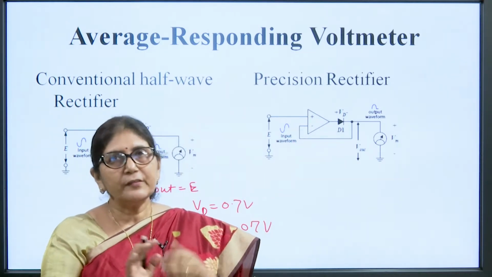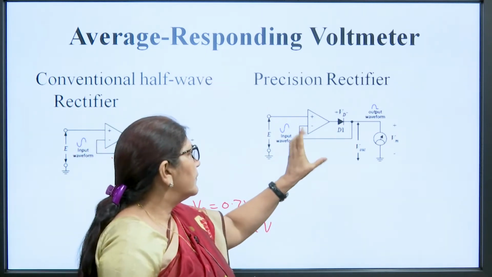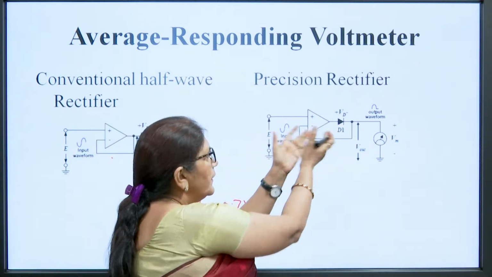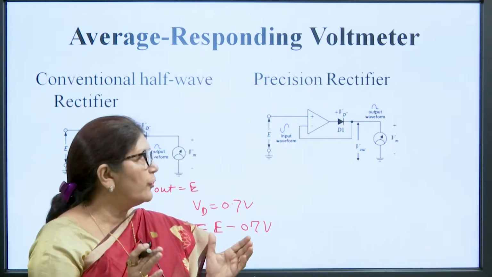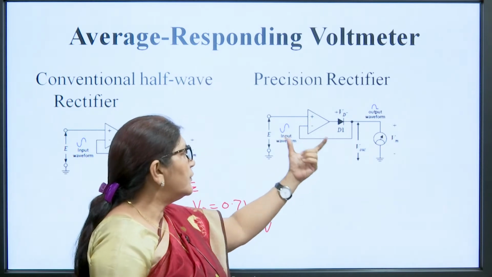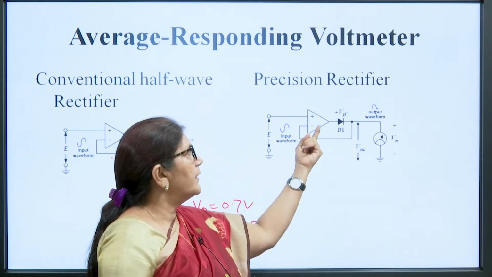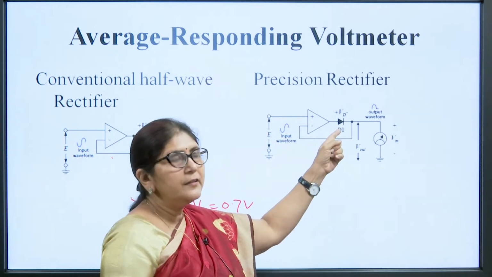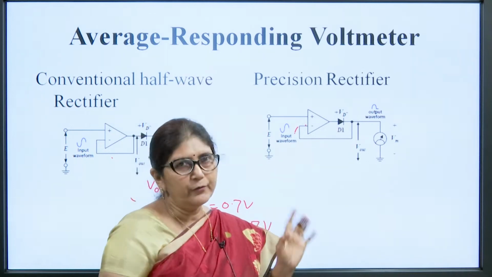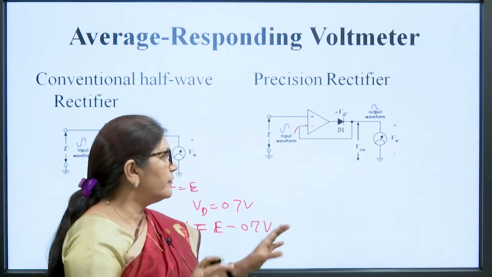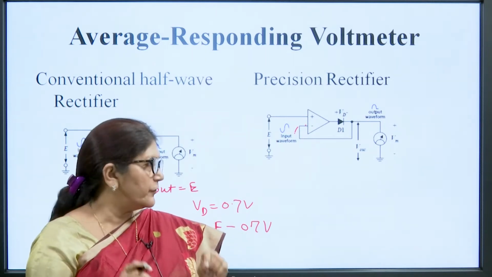A precision rectifier is a special type of rectifier in which the op amp and diode combination is available in IC form, and we can use it. In this precision rectifier, the operational amplifier and diode are connected in series, and the negative feedback is applied after the diode. So, whatever voltage drop is there because of the diode will not affect the measurement.